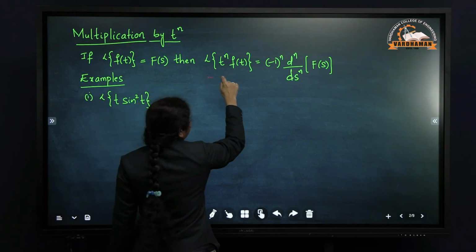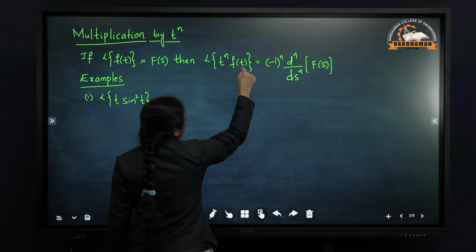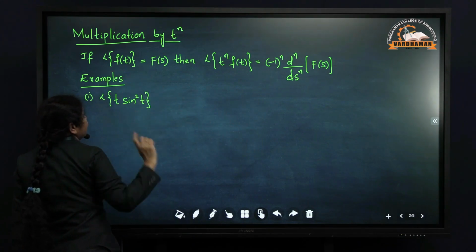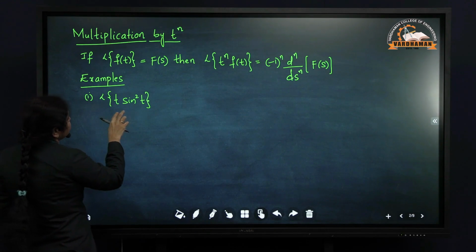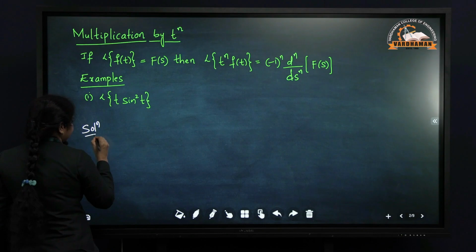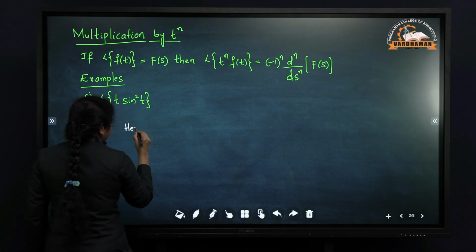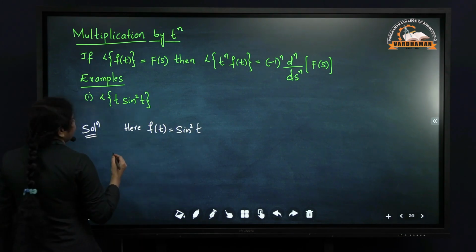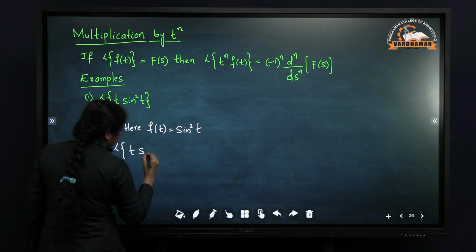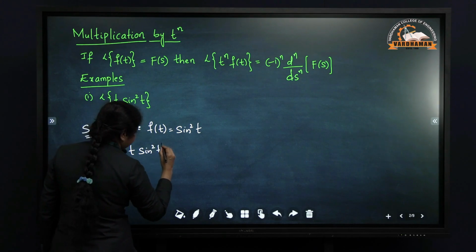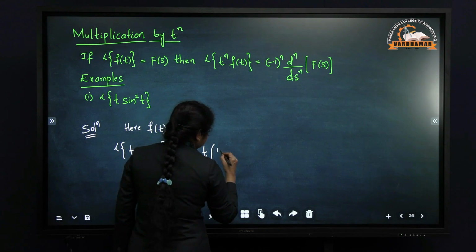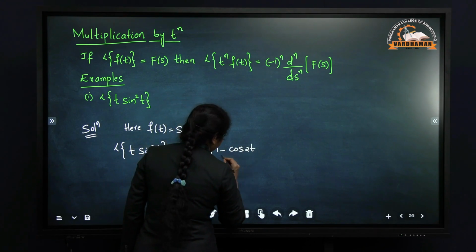So, in order to find the Laplace transform of t power n f of t, first we need to find the Laplace transform of f of t. Now, the example based on multiplication by t power n is L of t sin square t. The solution is: here f of t equals sin square t. Now, L of t sin square t can be written as L of t into sin square t, where the formula is sin square t equals (1 minus cos 2t) by 2.